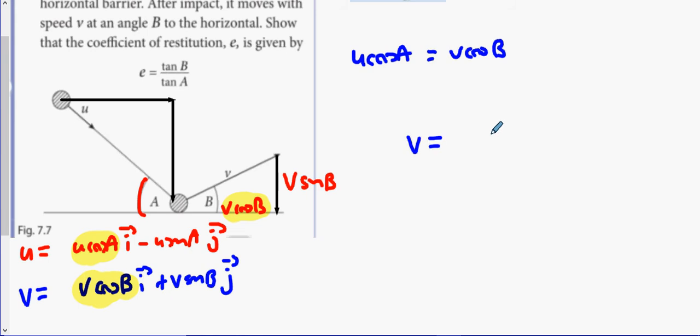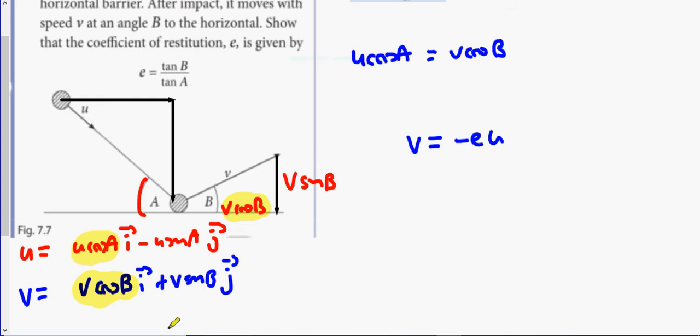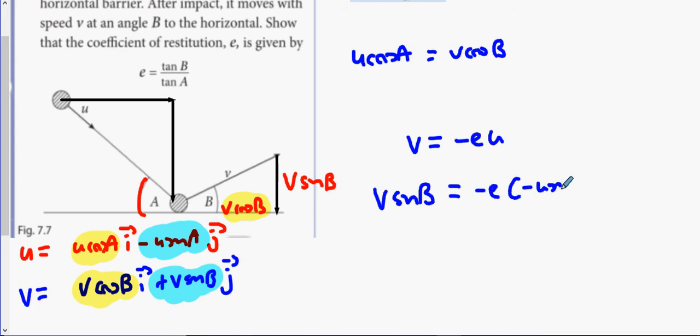v equals minus e u. Remember I said 5 equals minus a half times minus 10, because it went downwards earlier. We're going to say that v, in the j direction, because the only thing that gets changed is the j direction. This part gets changed because it was going down and now it's going up. The blue part is the part that changes and the yellow part stays the same. So along the j direction, v sine b ends up equal to minus e times minus u sine a. What we're about to do next becomes very obvious.